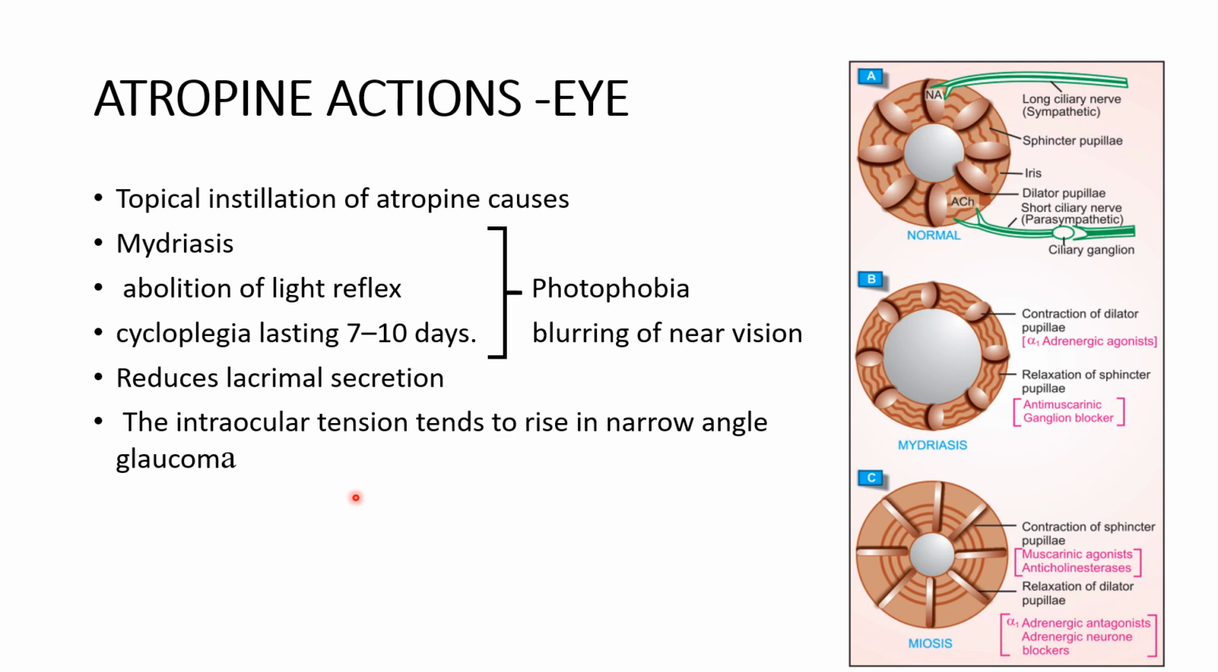The intraocular tension tends to rise in narrow angle glaucoma. Since atropine produces mydriasis, patients who have narrow angle glaucoma are prone to develop acute congestive glaucoma.